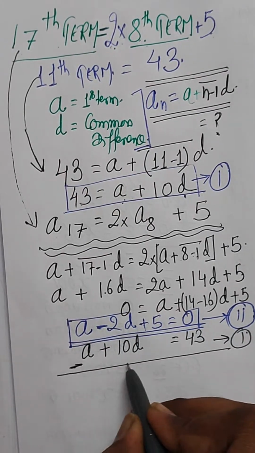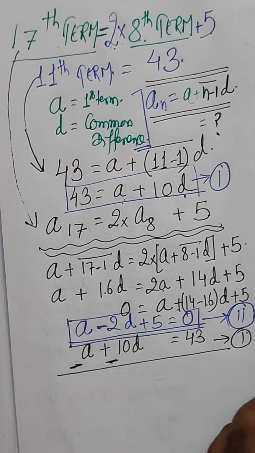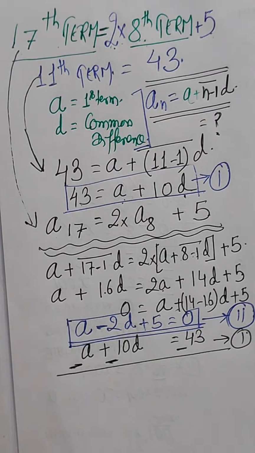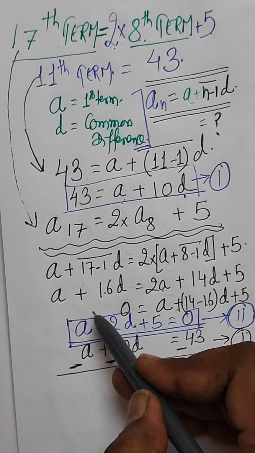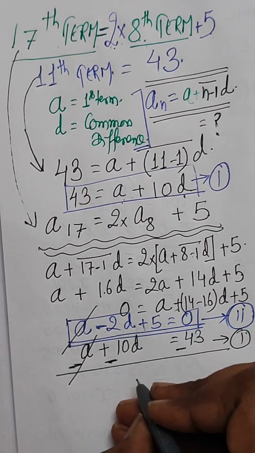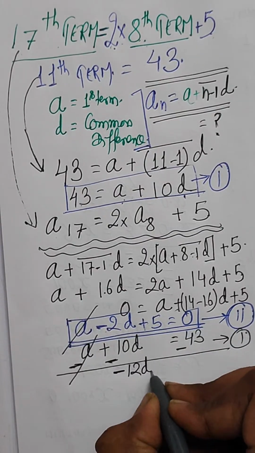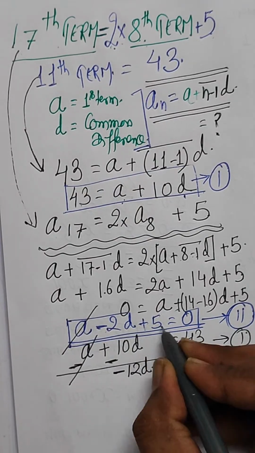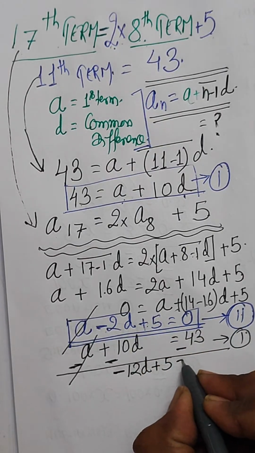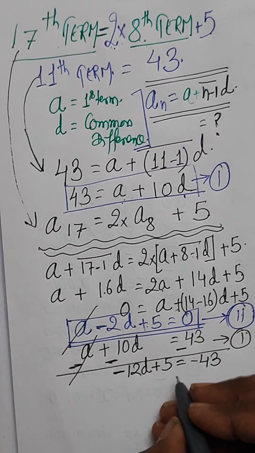So just subtract it. When you subtract, the ultimate motto is to eliminate one of the variables. Let us eliminate A over here. On subtracting, you can see A will be cancelled out, and here minus 2D and minus 10D will give you minus 12D and then plus 5, because 5 is in equation number 2, so the sign of 5 will be as it is, and on the RHS it's minus 43. So this will give you the value of D.